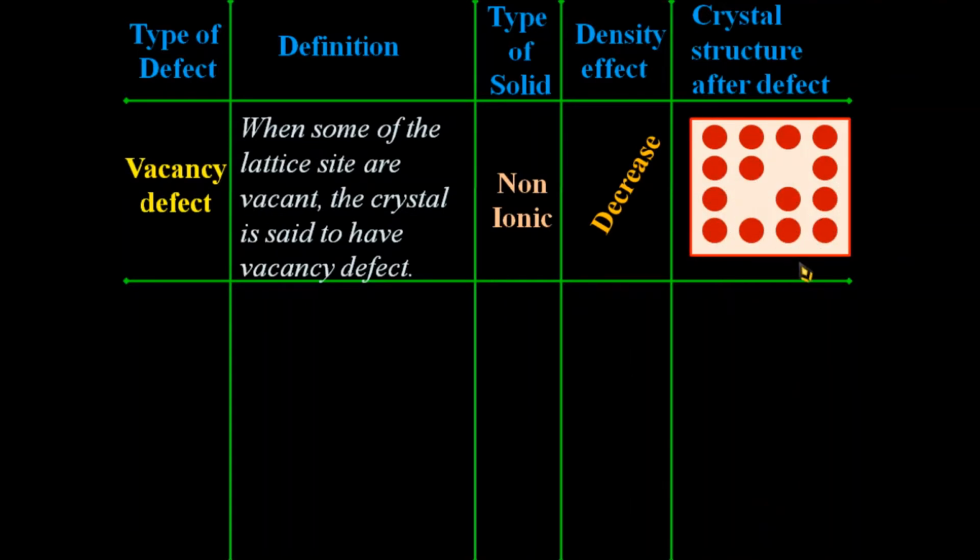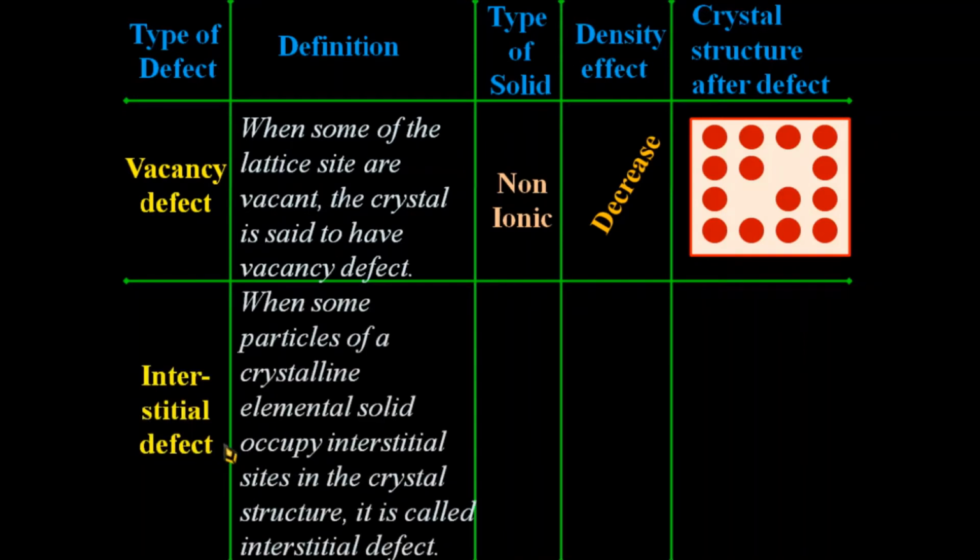Then this is our crystal, and these two particles are not present at the lattice site. That means these lattice sites are vacant. Then second, interstitial defect. When some particles of a crystalline elemental solid occupy interstitial sites in the crystal structure, it is called interstitial defect. It again occurs in non-ionic solids.